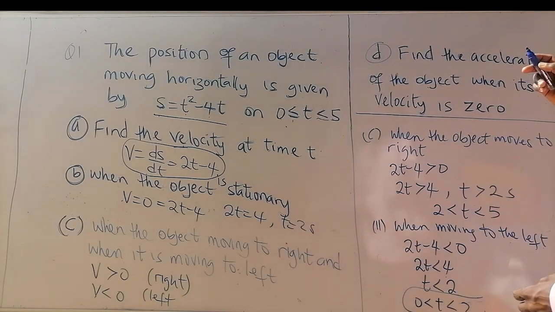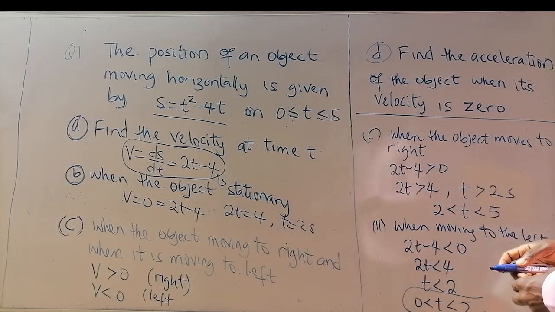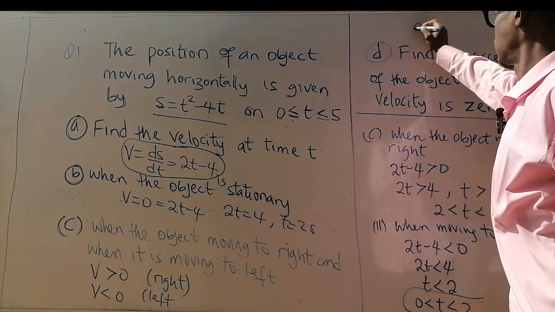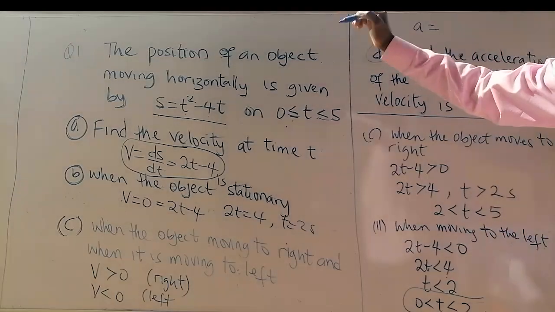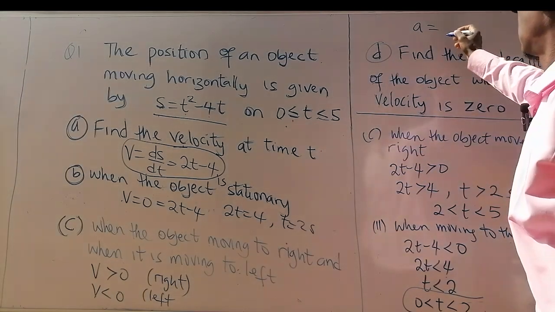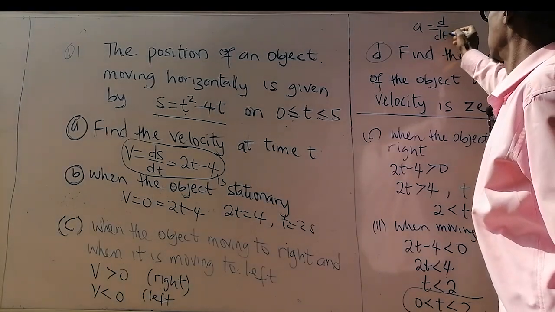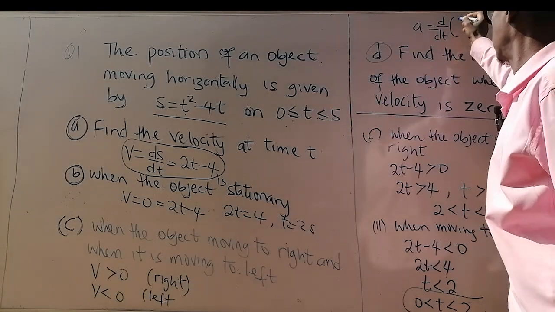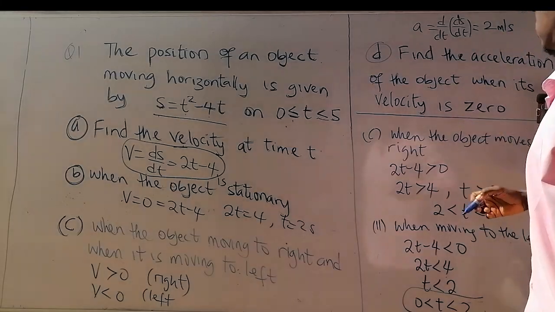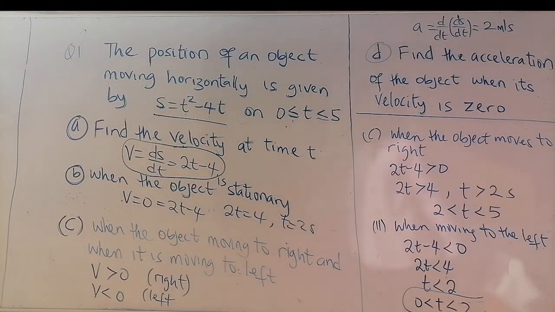Then finally, find the acceleration of the object when velocity is 0. Acceleration is obtained by going to your velocity and differentiating again, which is dv/dt. That will give you 2 meters per second squared. So that's it on this question.